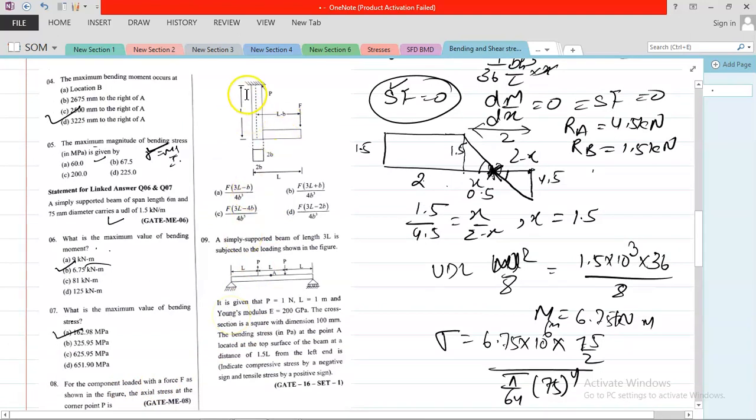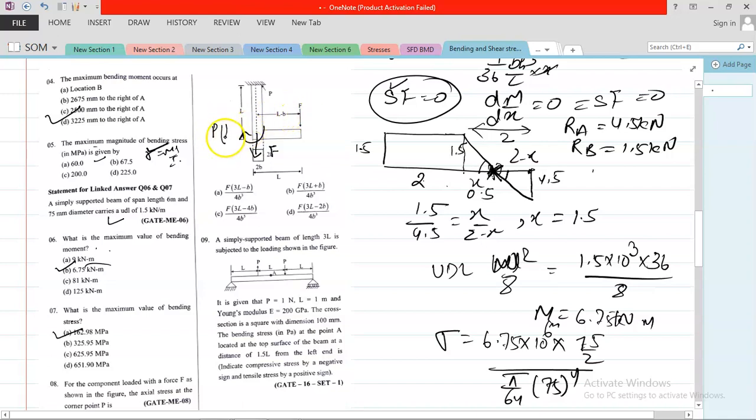And the next question is, for the component loaded with force F in the shown figure, the axial stress at the corner point P is. This is the eccentric loading problem. So you can substitute it like P, that is F, and a moment like this, that is equal to P into L minus P.